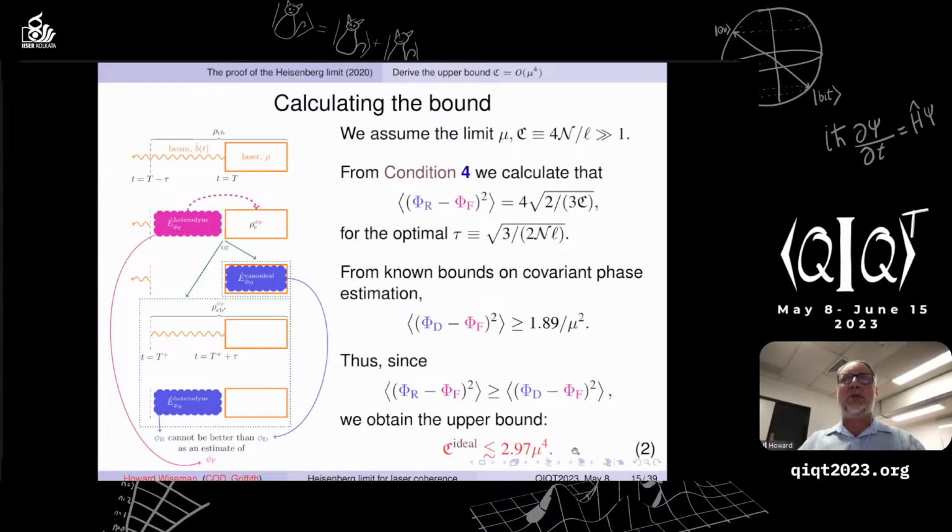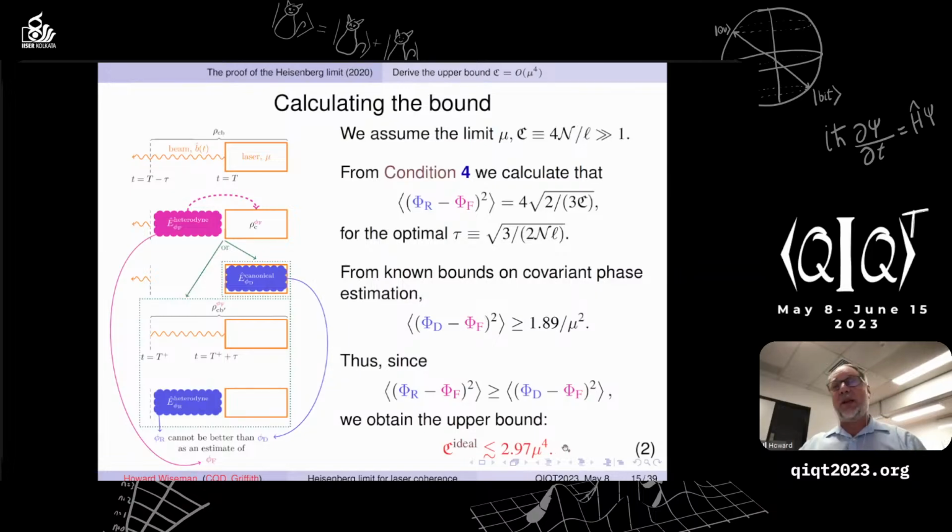Okay, we prove that the coherence for any device, right? There's no assumption whatsoever about how this device works. All we've assumed is that it satisfies those 4 conditions, and we're able to prove that the coherence of the output is bounded above by roughly 3 times mu to the 4th.